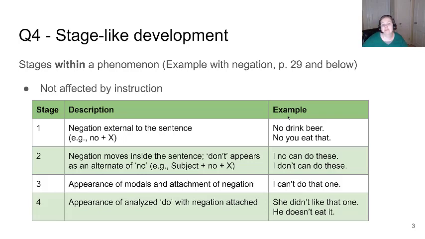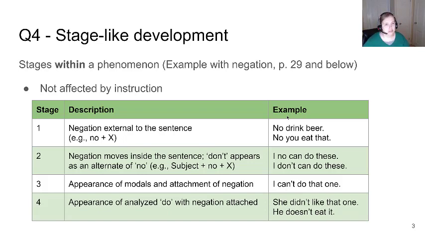No, you eat that. And then in the second stage, the negation moves inside of the sentence, which really means that it's now under the subject in English, right? And so sometimes you also see don't instead of no. So it looks something like subject, no, and then the rest of it. I no can do these, I don't can do these, and these examples come from somewhere. Otherwise they wouldn't be so obtuse like these, right?